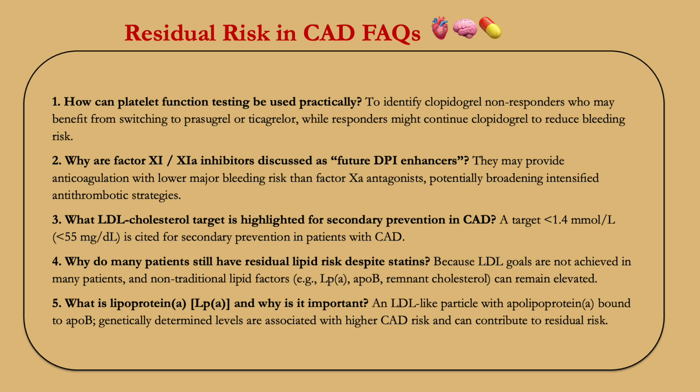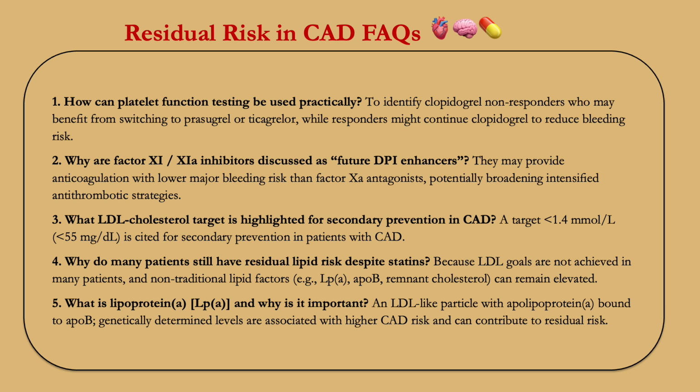How can platelet function testing be used practically? To identify clopidogrel non-responders who may benefit from switching to prasugrel or ticagrelor, while responders might continue clopidogrel to reduce bleeding risk. Why are factor XI and factor XIa inhibitors discussed as future DPI enhancers? They may provide anticoagulation with lower major bleeding risk than factor Xa antagonists, potentially broadening intensified antithrombotic strategies.